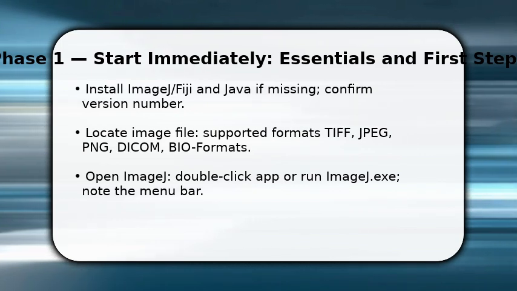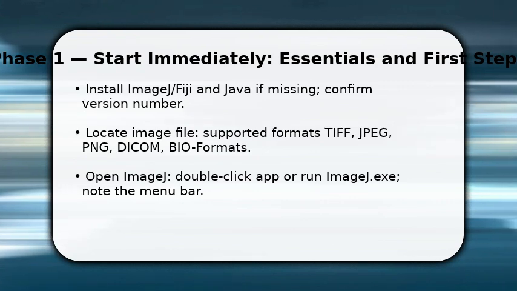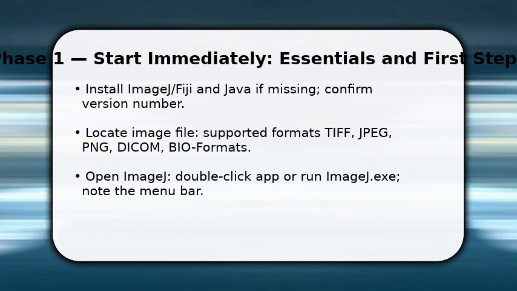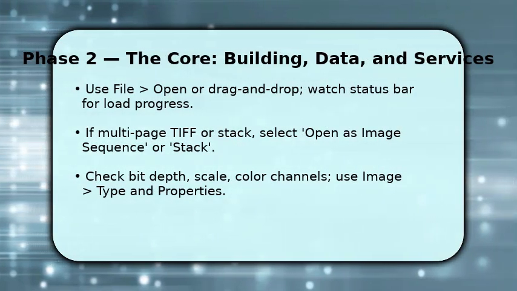Now, locate your image file in Explorer or Finder so it's ready. Then, in ImageJ, choose File then Open. This initial action loads the image into the main window. You do this first to establish a working image canvas before any processing or analysis, so go ahead and open the file. Once the file is loaded, you inspect and adjust how ImageJ interprets it.